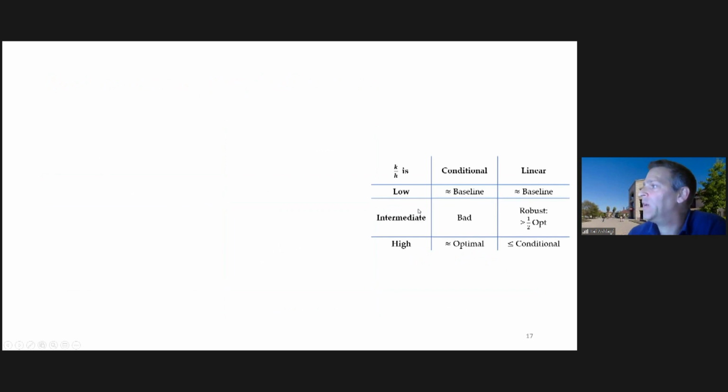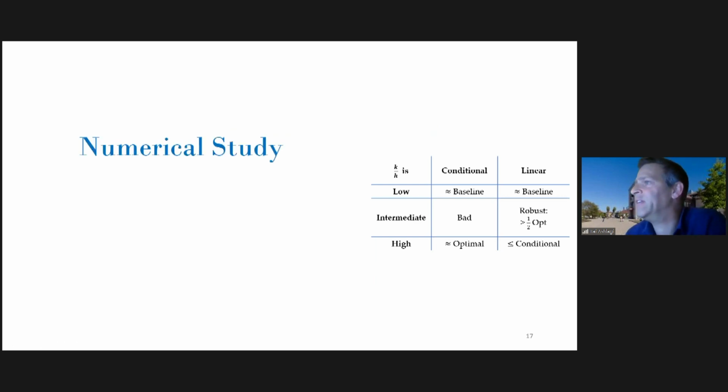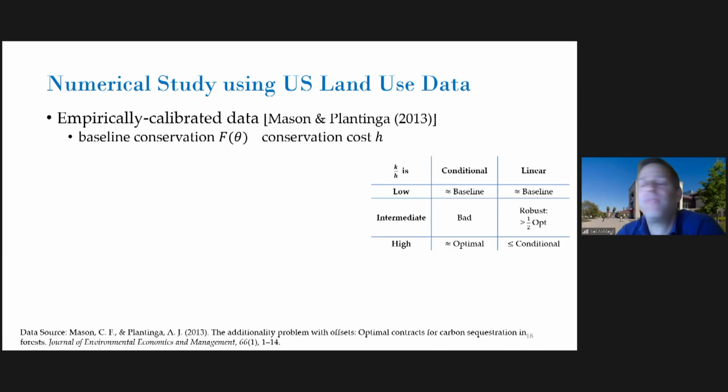Okay, so this is the table summary. What we're doing next in the paper is a simple numerical study. We don't have data for these parameters in developed countries, but in this paper, Mason and Plantinga calibrate data from US land. They take 140 regions in the US, and they do some estimation based on the conservation distribution and the conservation cost. The cost is something that is maybe harder to observe, but we are using this as an exercise. Specifically, what I'm going to show you is, for example, Montana.